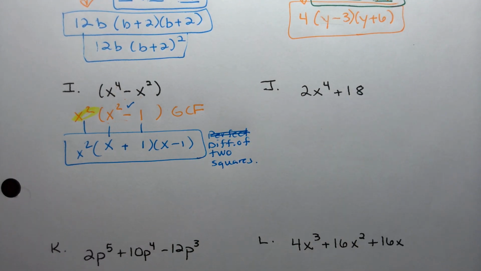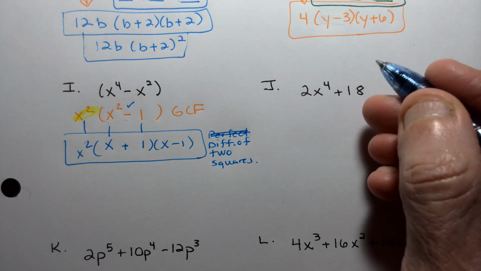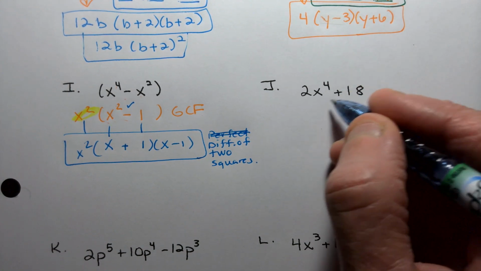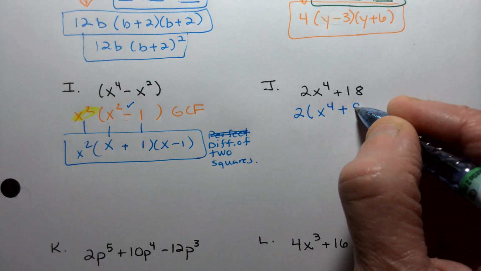How about that? What should you try first? GCF. Do you see how often this comes up? GCF has been in almost every single problem. You can take a 2 out. 2x^4 plus 9.